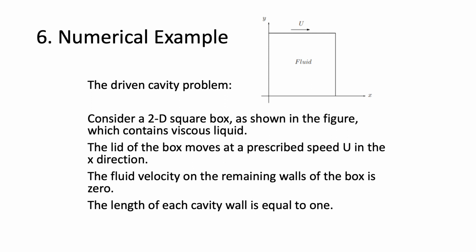Now, let me introduce a numerical example. This is a typical fluid flow problem, the driven cavity problem. Consider a two-dimensional square box, as shown in the figure, which contains viscous liquid. The lid of the box moves at a prescribed speed u in the x direction, and the fluid velocity on the remaining walls of the box is 0. The length of each cavity wall is equal to 1.